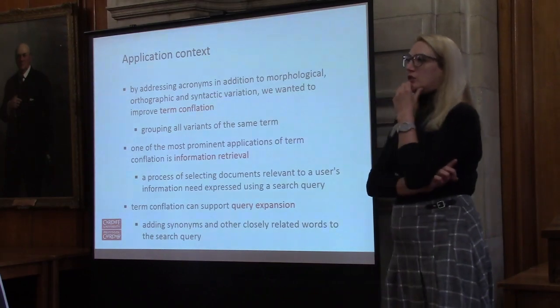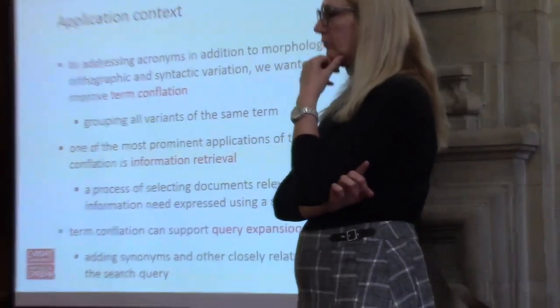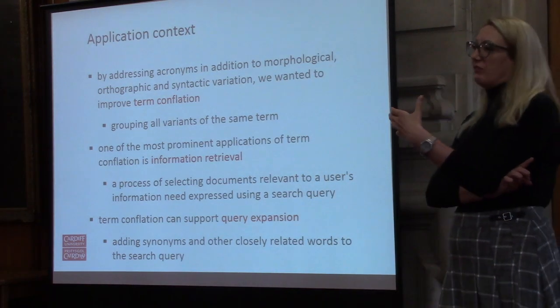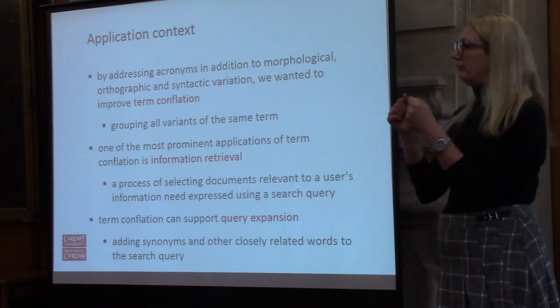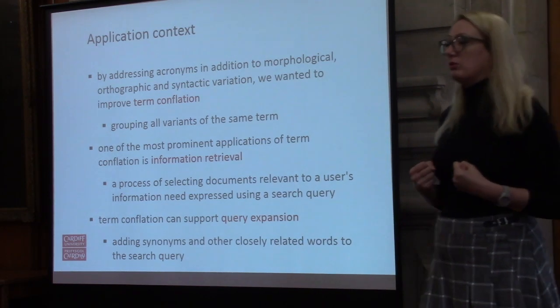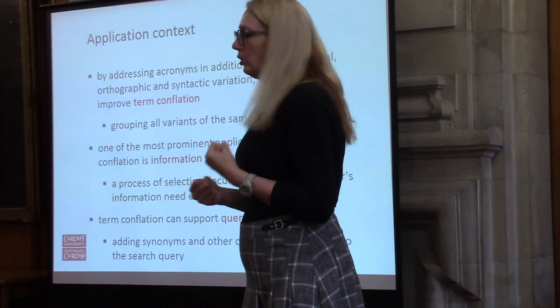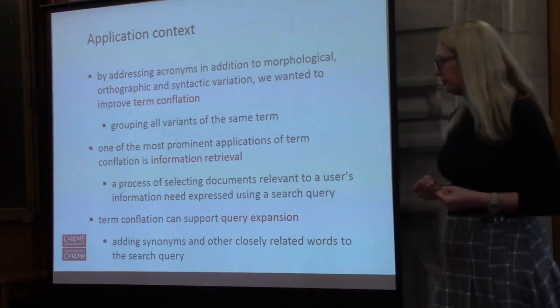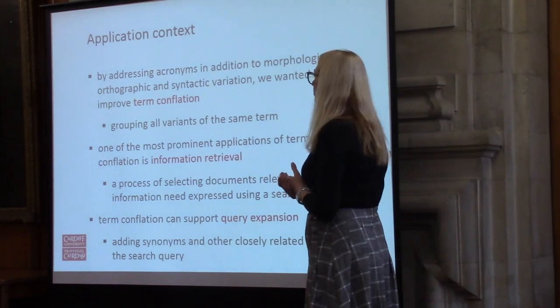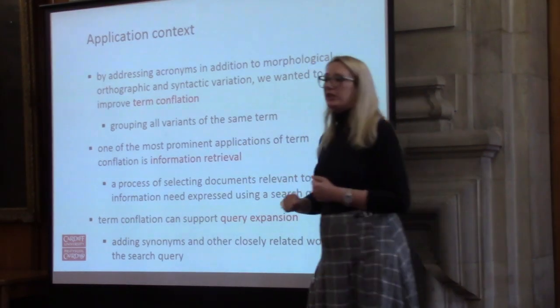Okay, so how much did this improve the performance of Flexiter? Before, we made the mistake that our evaluation didn't take into account that property where we conflate different term variants, and this is actually what we want to measure. So I thought about how we can evaluate this, and I thought of an application context. Where does term conflation matter the most?